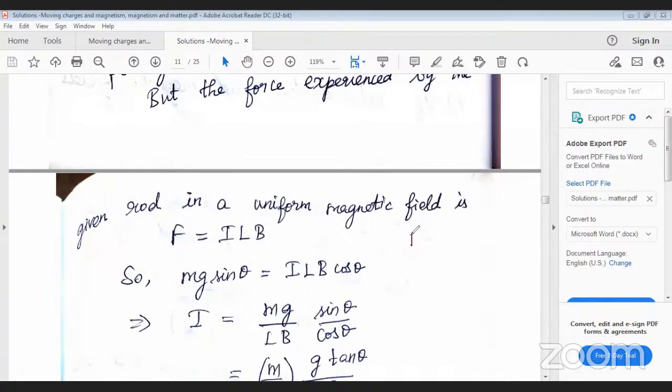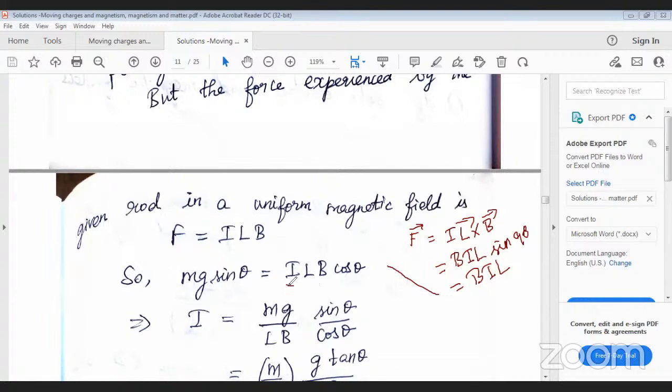So vector F is equal to IL cross B. Like that we will be putting. When the angle is 90 degrees, it is BIL sin 90 degrees, and that will give you BIL. So that's what we have done here. It is ILB. So mg sin theta will be equal to F cos theta, as we have told already. So F is ILB, so ILB cos theta.